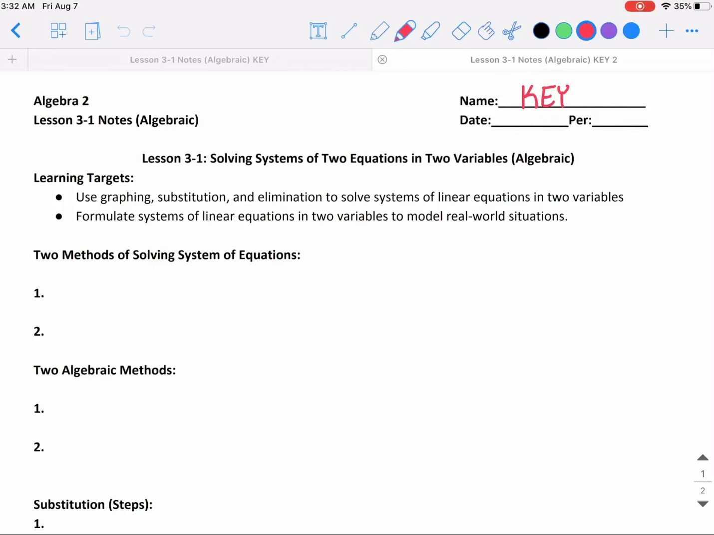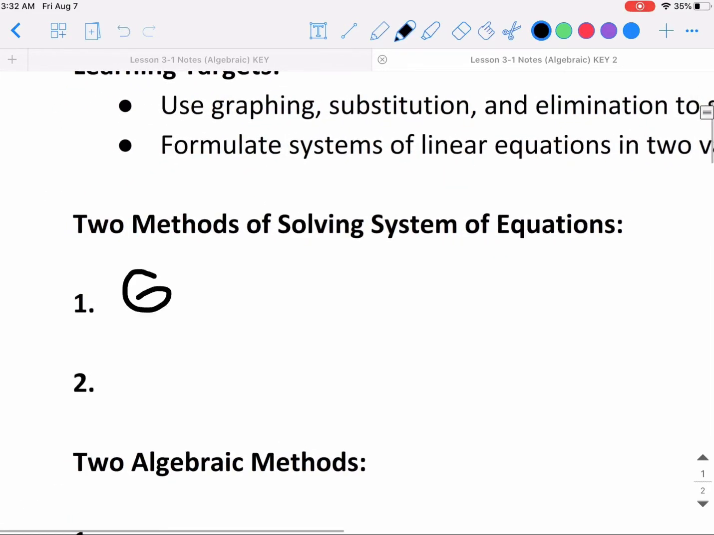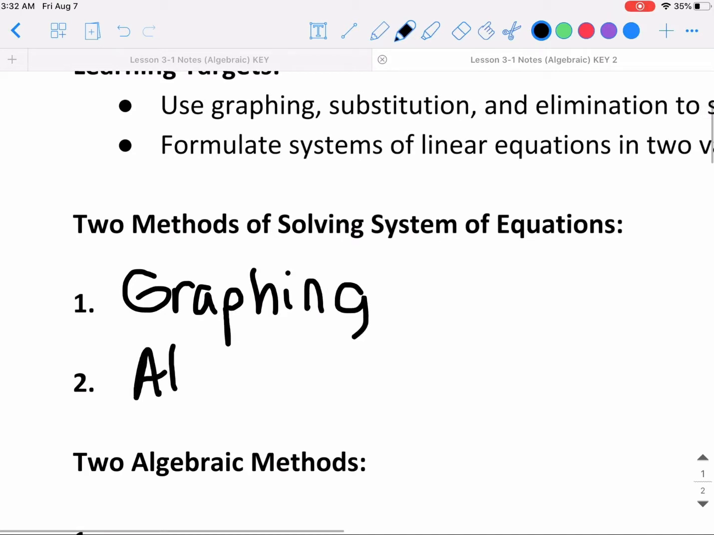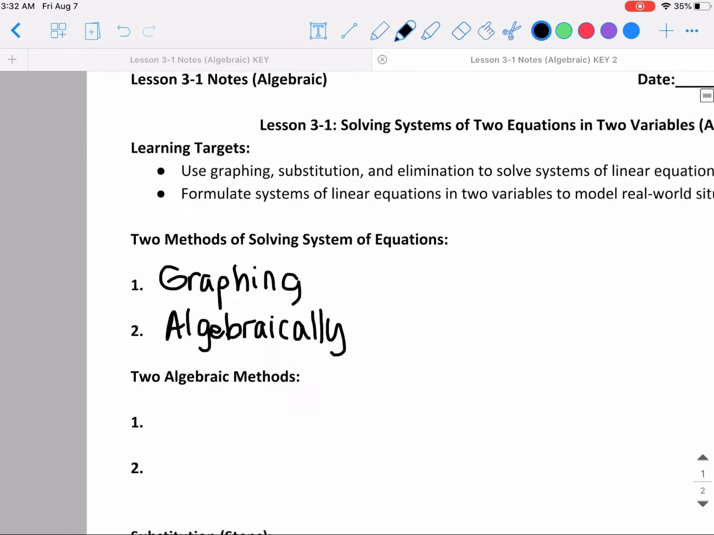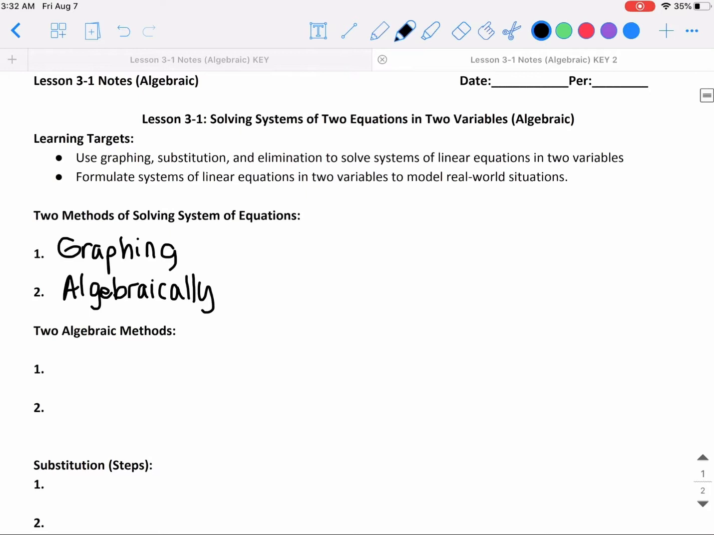In this video, I'm going to talk about solving system of equations algebraically instead of graphically. So there's two methods to solving system of equations. One of those methods we already talked about, which is graphing, and the other way is to algebraically solve. So by graphing, you find the point of intersection, or you can algebraically solve.